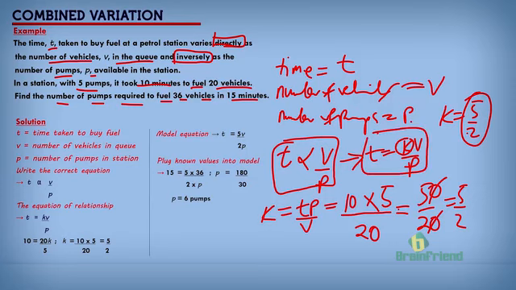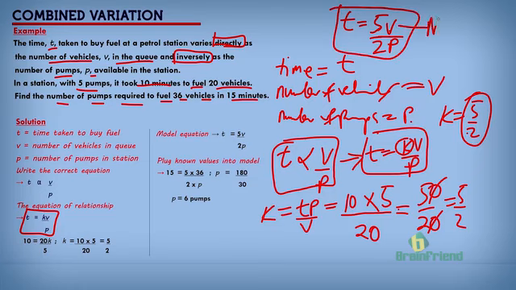Okay, remember our original relationship? T is equal to kv all over p. Now we know what k is, so we say T is equal to k, which is 5 all over 2, multiplied by v all over p. So we have 5v all over 2p as T. This is our model equation.